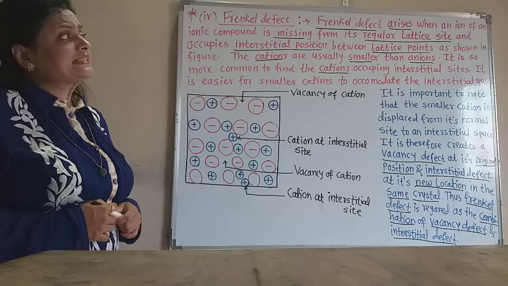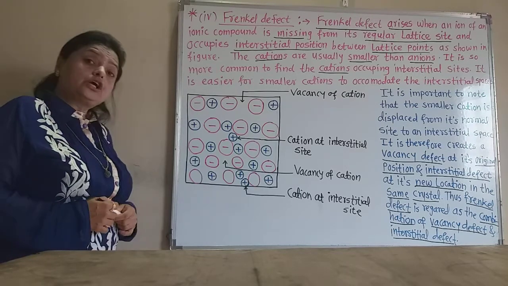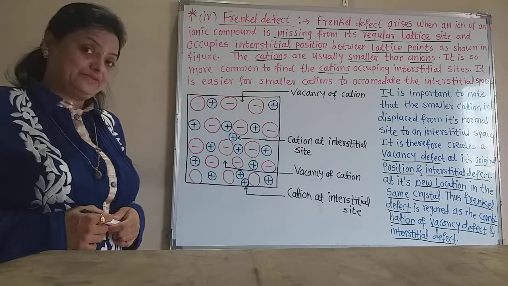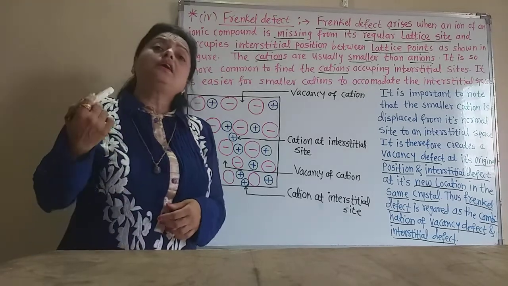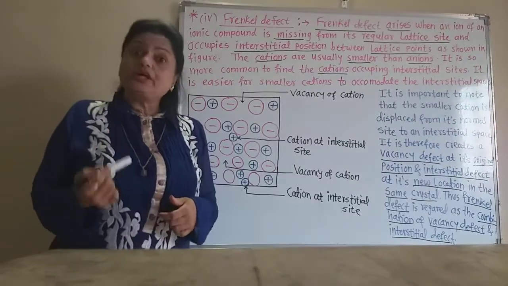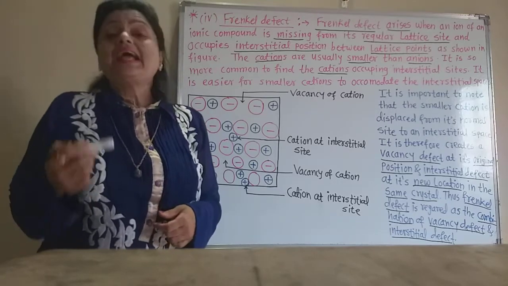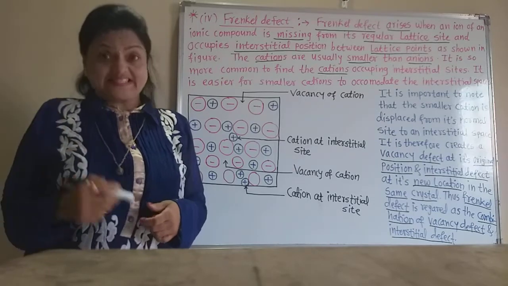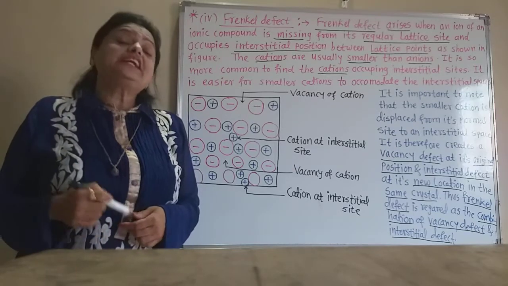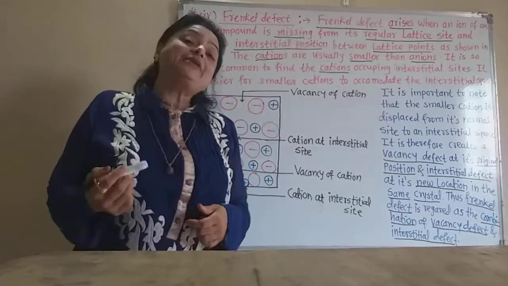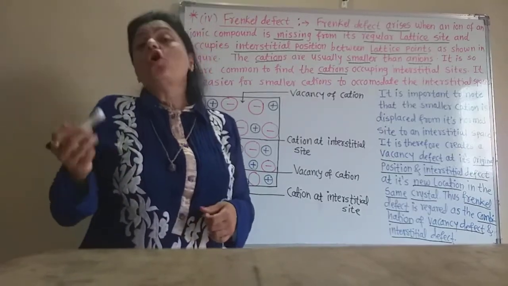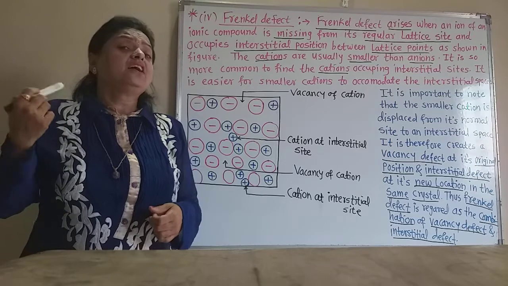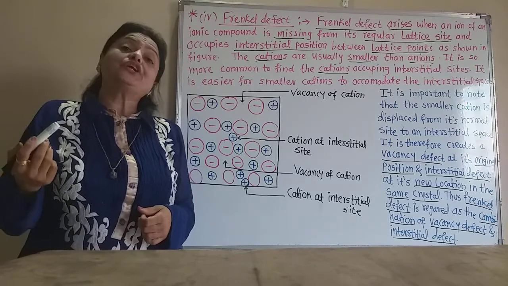Frenkel defect arises when an ion of the ionic compound is missing from its regular lattice site. Generally the cation loses its regular or original position, and it shifts or is displaced into the interstitial space, because cations are generally smaller than anions and they can be accommodated into that void or interstitial site. So in Frenkel defect, generally the cation leaves its regular or original position.